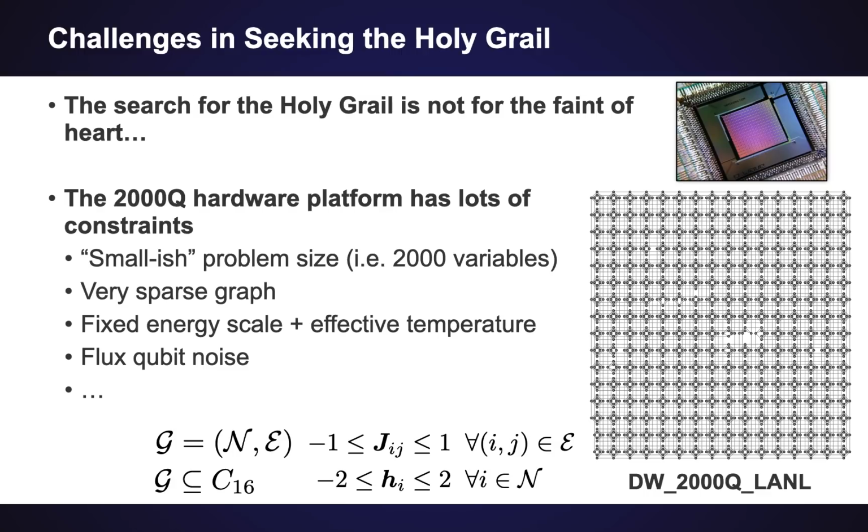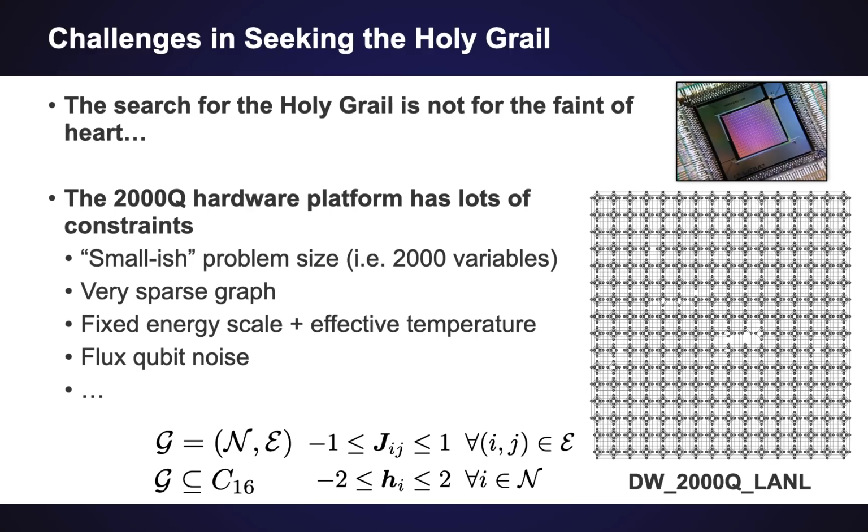Now, seeking this holy grail is not for the faint of heart. For many of you who've used the 2000Q platform, you likely have realized there's a lot of constraints which make it difficult to encode and get high-quality solutions out of the hardware. First and foremost, it's a relatively small chip by optimization standards, although it's a very large chip by quantum computing standards. The graph it implements is relatively sparse.